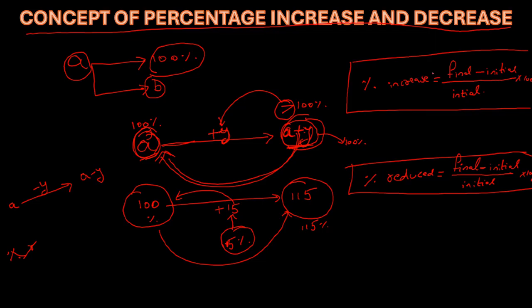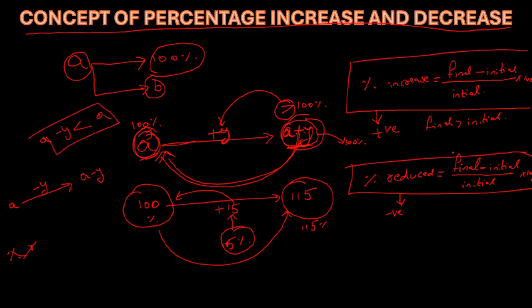Percentage increase is final value minus initial value upon initial value into 100. This is going to be positive as final value is greater than initial value. Right? Look here, guys. Final value A plus Y is definitely going to be more than A. And this value is going to be negative as I have decreased the value of A. I have reduced the value of A with Y, so it became A minus Y. So A minus Y is obviously going to be less than A.